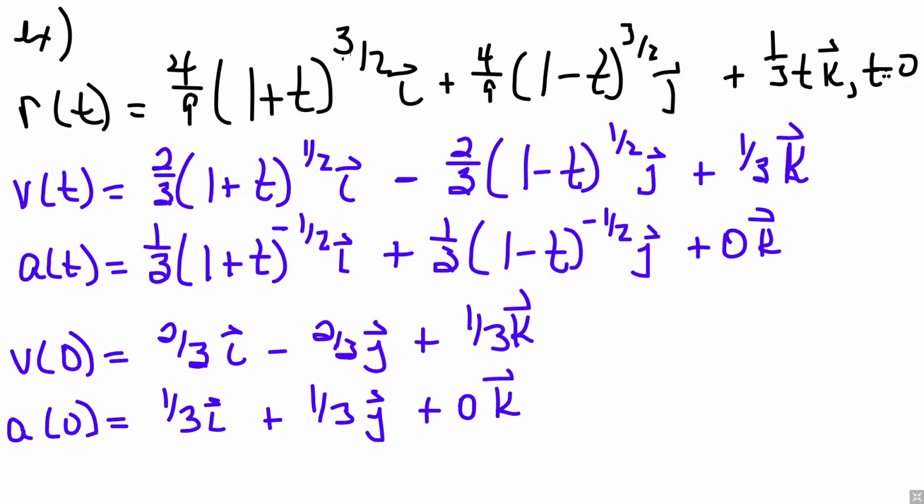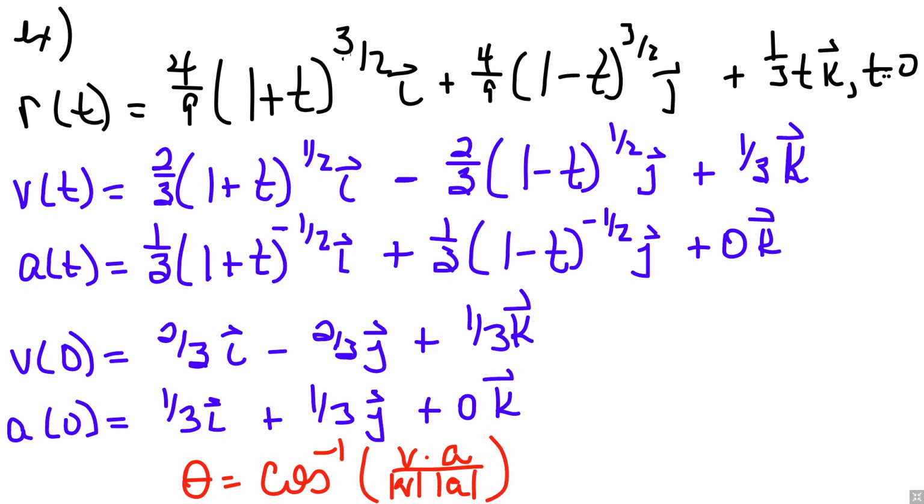Okay, so we are looking for the angle between the two vectors, the velocity and acceleration vectors. We know that the formula is that theta is going to be the cosine inverse of the dot product of the two vectors divided by the magnitude of each of the vectors. Okay. So let's switch to a new page to finish up this problem.